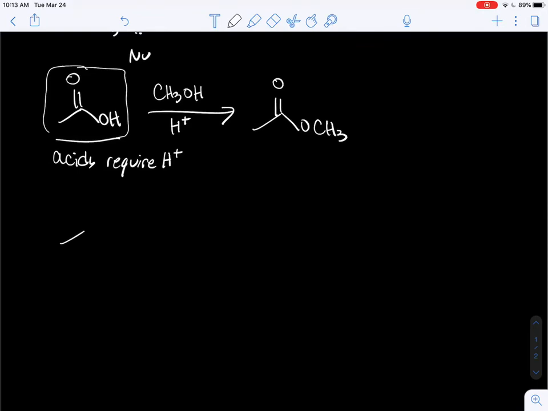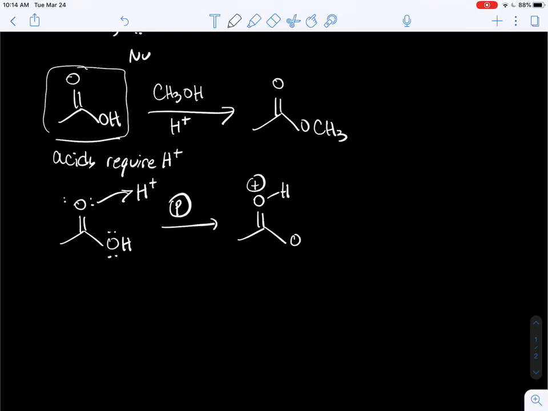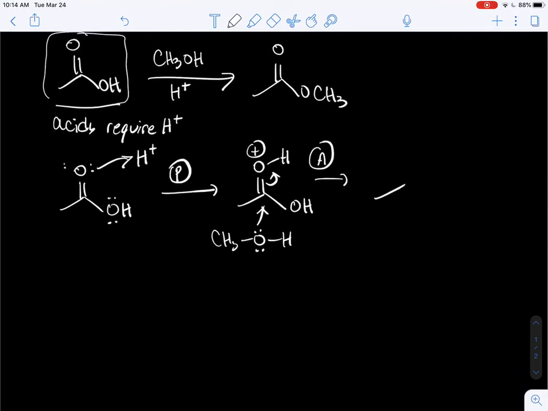How does that work? We take the carboxylic acid, okay, and we protonate one of these oxygen atoms. You could protonate either, but the one that will lead you to the product correctly is to protonate this one here. Okay, generally you always protonate the carbonyl oxygen lone pair. Now methanol is going to come in at this stage and attack the carbonyl carbon. And you get, once again, as you can imagine, this tetrahedral intermediate.